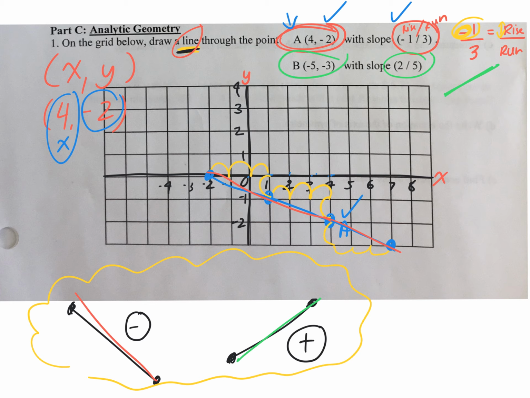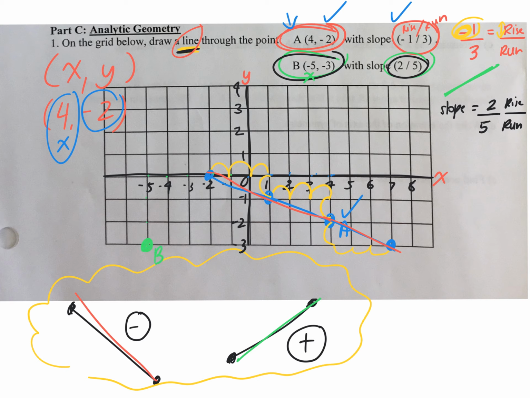Plot the point -5, -3. Where's that point? -5, -3. So here's -5. Okay, so this one has a slope of 2 over 5. So rise is 2, run is 5. So you're going to start at -5, -3. Where's that? 1, 2, 3, 4, 5. I go -5 along X, and then do I go up or down 3? 1, 2, 3. That's the point.